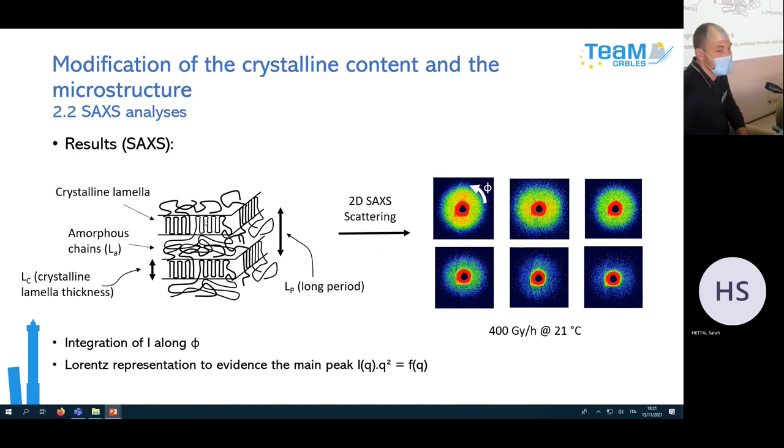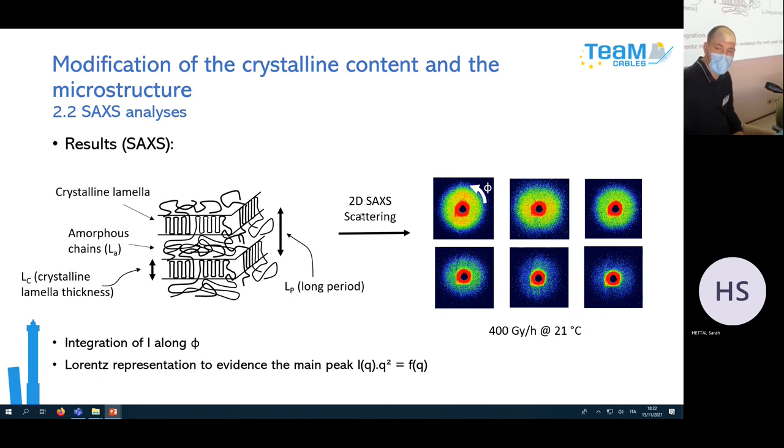So it's very, very small compared to the distances represented here with the crystalline lamellae, and the stacking of crystalline lamellae, amorphous phase, crystalline lamellae, and so on. So the distances that are probed through this technique are the long period here and the crystalline lamellae thickness. I'm not going to show you how to calculate this through SAXS, but we calculated this crystalline lamellar thickness through DSC. By measuring LP and LC, we can also deduce LA, which is the thickness of the amorphous phase in the stacking of this microstructure.